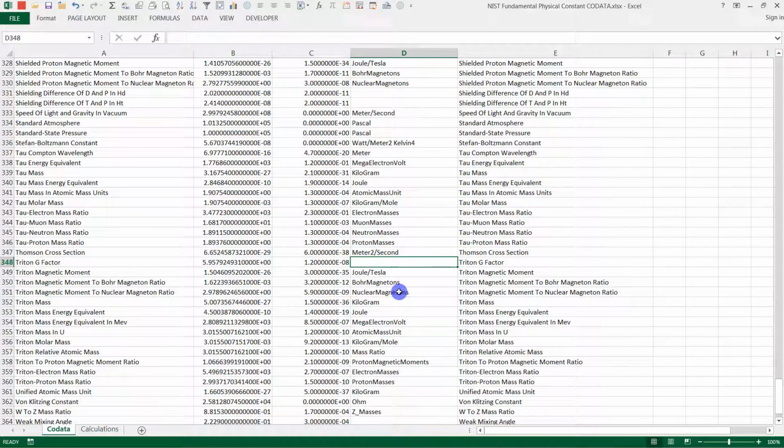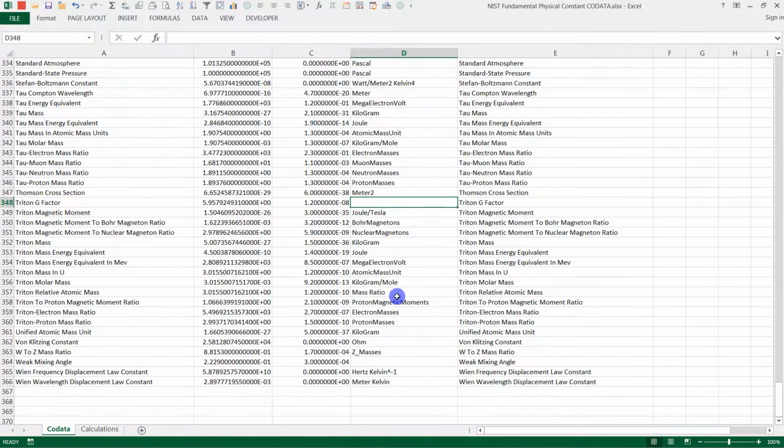So, oops. Control Z. Okay, I picked up an error. So meter squared. I have to hit a delete. Okay, I'll check all of these again. So hertz per Kelvin, like that. All right.